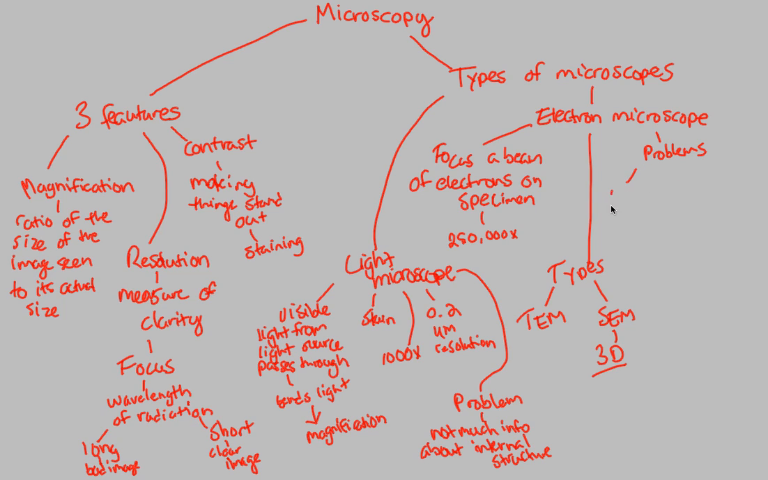First and foremost, it actually kills cells. When you're beaming electrons through a specimen, you're going to kill the cells. That's just how the physics and chemistry works. So that's our problem. We can't see things living. We actually can see living, moving cells with a light microscope. So there's that disadvantage.